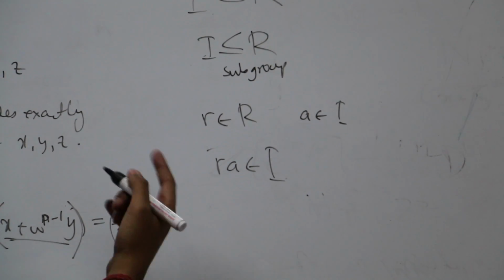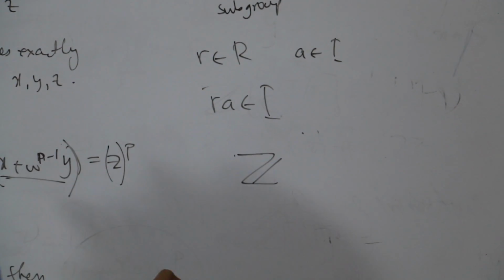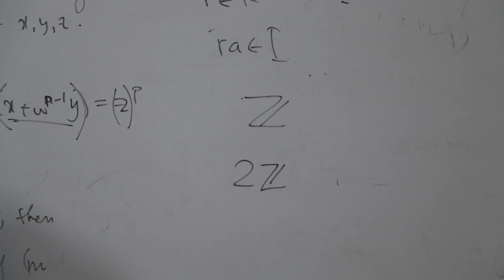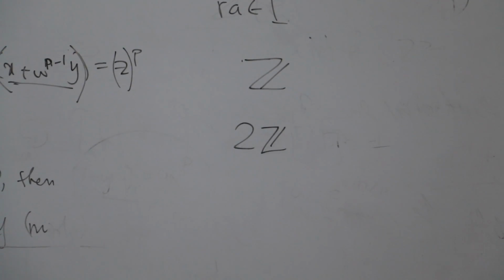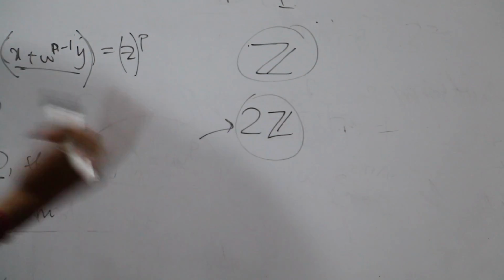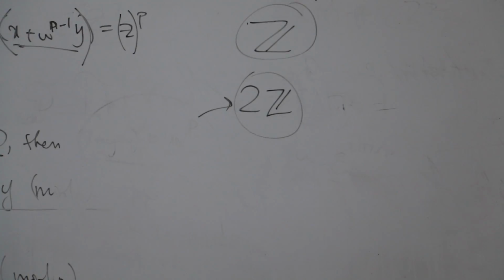Okay, so what are examples of that? Let's take the ring of integers Z. What are ideals in Z? Think of all even integers. I'll call that 2Z. Obviously, this is a group. You can add any two even integers and get an even integer. If you take any element in Z, any integer, and multiply it to an even integer, will you get an even integer? Yeah. So this is an ideal.